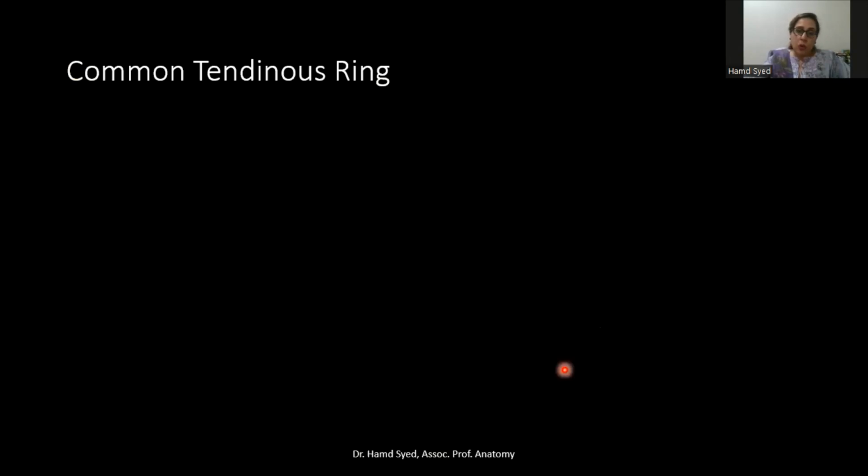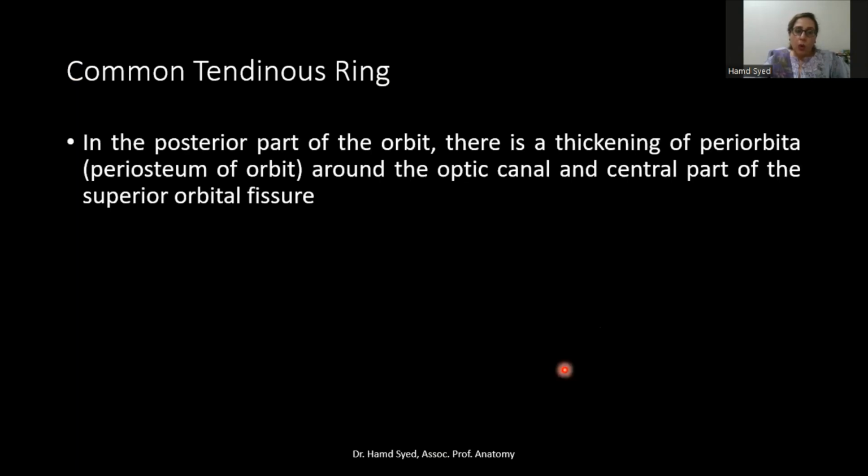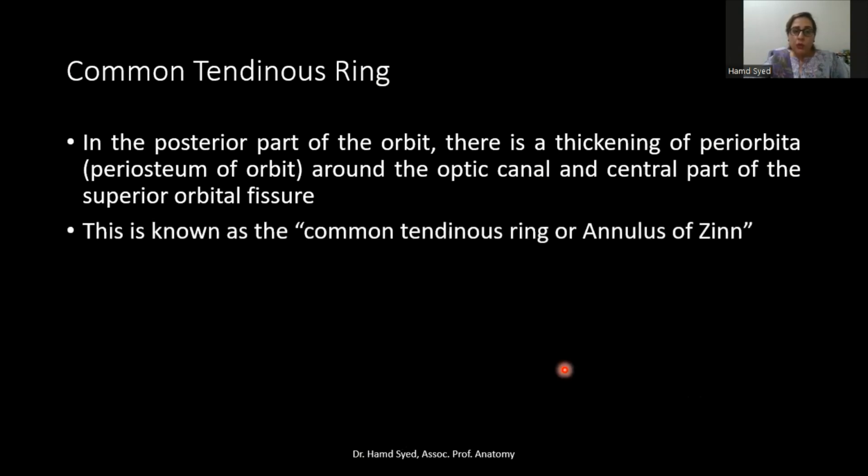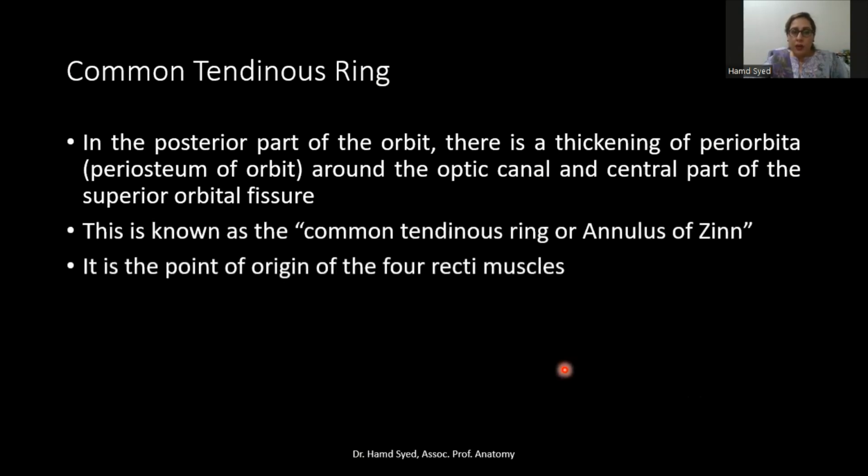I would like to mention the common tendinous ring when I'm talking about the extraocular muscles. The common tendinous ring is a structure which is present in the posterior aspect of the orbital cavity. It's just a thickening of the periorbital fascia, that is the periosteum of the orbit, around the optic canal and central part of superior orbital fissure. It is also known as the annulus of Zinn. The importance of the common tendinous ring is that it is the point of origin of the 4 recti muscles.